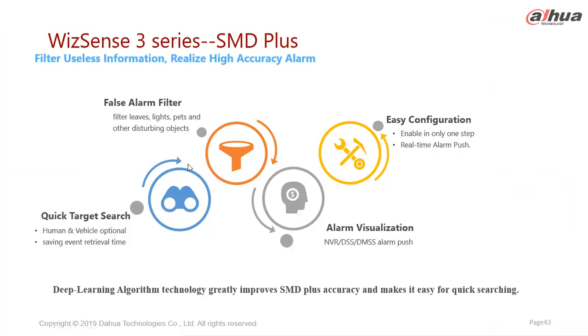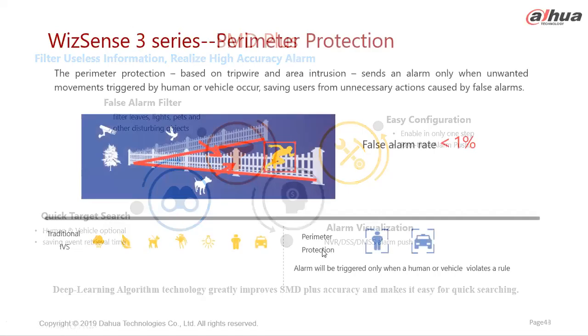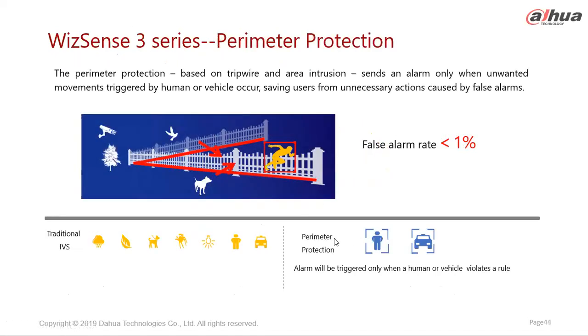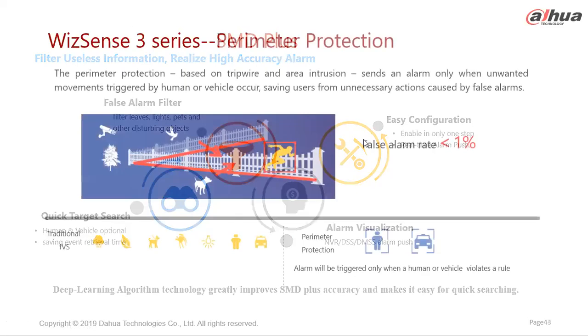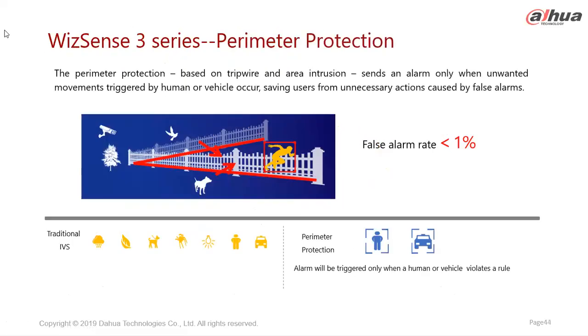The SMD Plus comes in terms of false alarm triggers. We've talked about this. Also you have alarm visualization on the NVR, DSS, and DMSS. It is like getting pop-up alarms, and you can get them on the DSS. So if you're running a management center for your company, or you have installed for your clients, you can do monitoring on the DSS side. Another function for the WizSense 3 cameras includes perimeter protection.